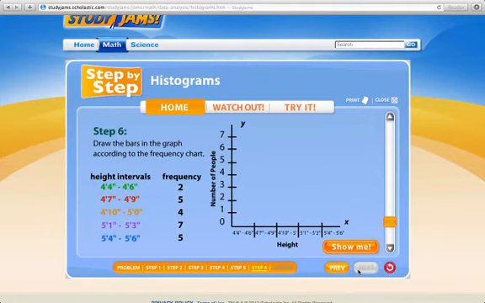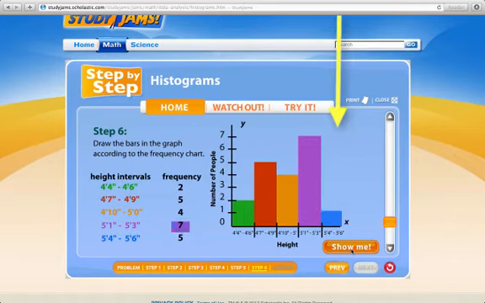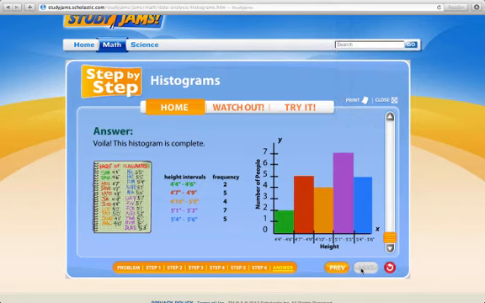Draw the bars in the graph according to the frequency chart. Remember that there are no spaces between the bars in the graph. Okay, so the first bar should go to 2 on the y-axis. The next frequency is 5, so the second bar should go up to 5. The third bar should go up to 4. There are 7 people who measure in the 4th interval. And finally, the 5th bar needs to be at 5. Voila! The histogram is complete.